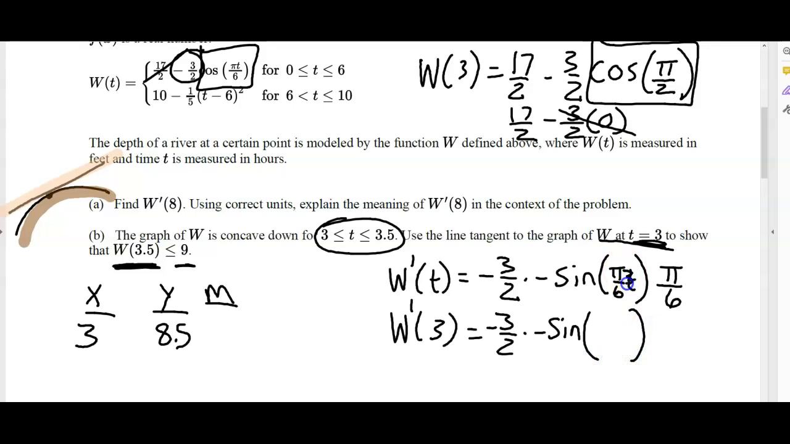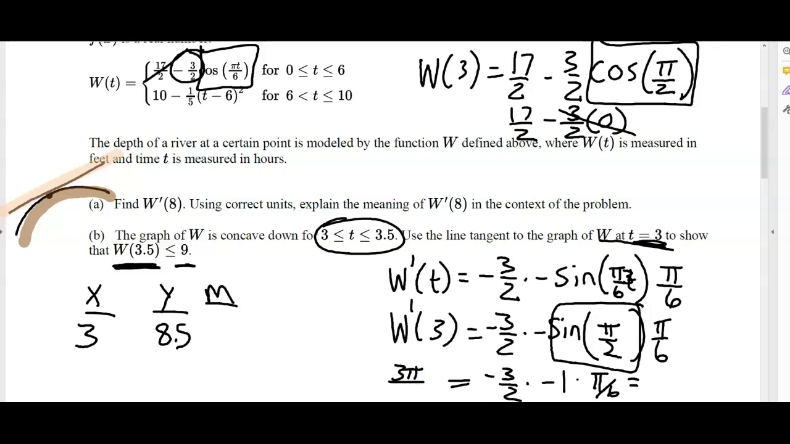Now, if I plug in 3 here, it's going to be 3 over 6, which is 1 over 2. So I'm just going to simplify it now and call it pi over 2. Now, sine of pi over 2 just so happens to be a nice number. It's 1. So I've got negative 3 over 2 times negative 1 times pi over 6. Putting all that together, I'm going to end up with positive 3 pi over 12, which reduces to pi over 4. So there's my slope.